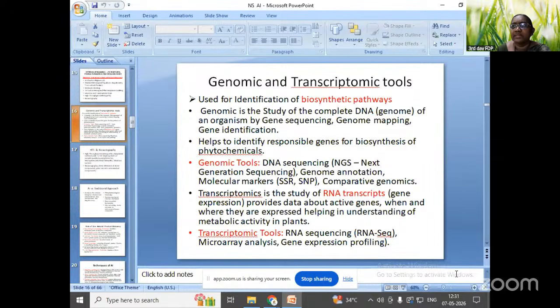So genomic and transcriptomic tools are being used for the biosynthetic pathways identification and elucidation. Genomics is the study of complete DNA, whereas transcriptomics is how the genes are being expressed, especially the RNA transcripts. The genomic tools are DNA sequencing, genome annotation, molecular markers, and comparative genomics. Whereas the transcriptomic tools are RNA sequencing, microarray analysis, and gene expression.